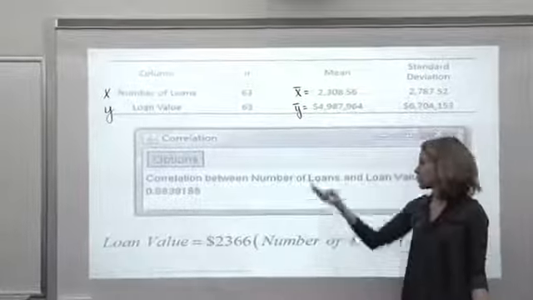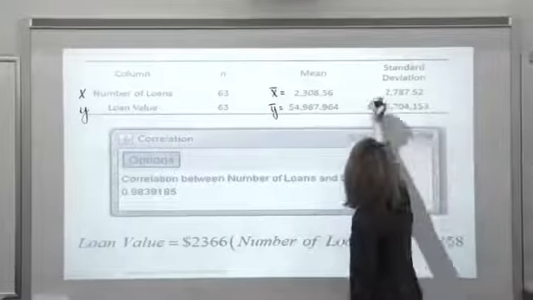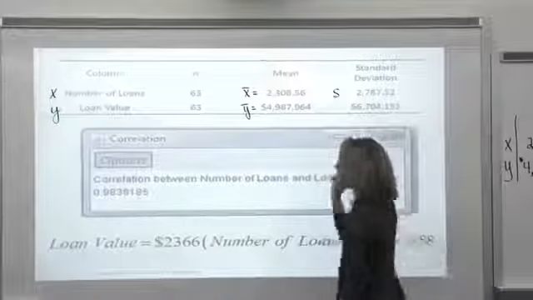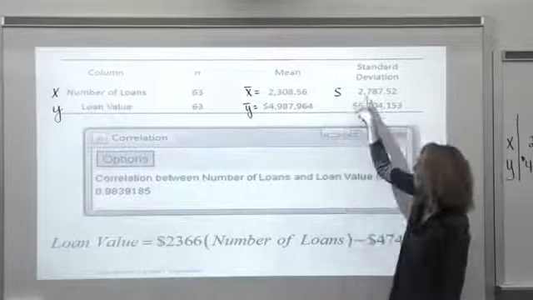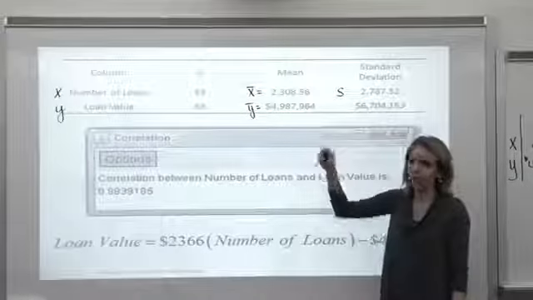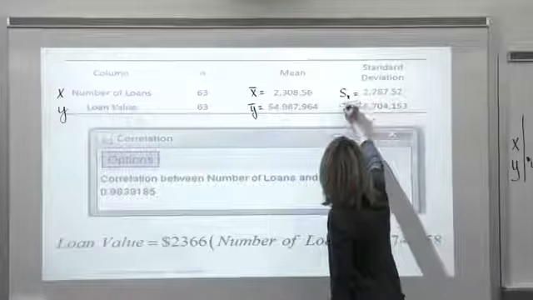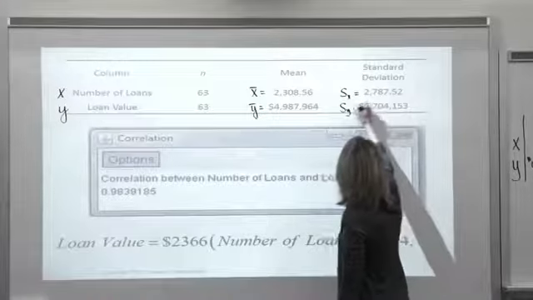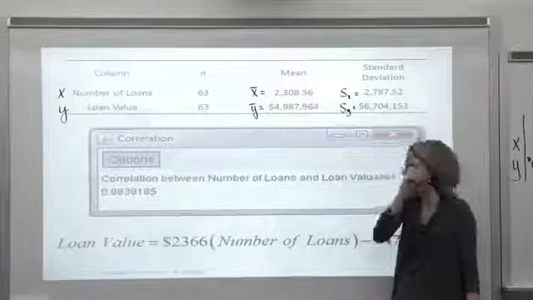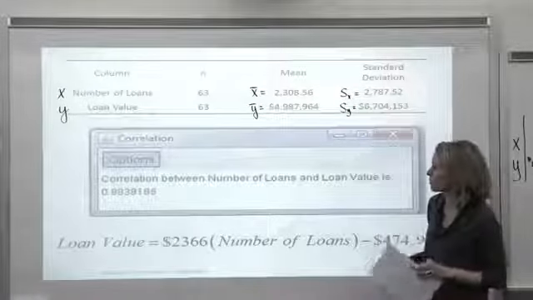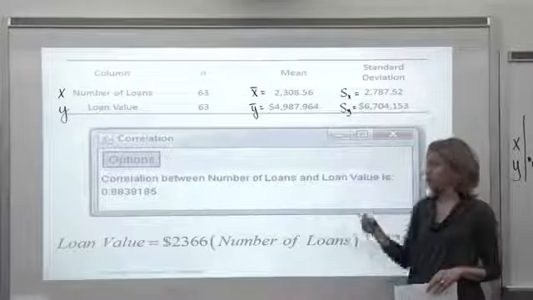The symbol for this was based on a sample. The symbol for sample standard deviation is S. And to denote that this one goes with the number of loans, goes with the X variable, I'm going to give it a little subscript of X. And to denote that this is the standard deviation for the Y variable, I'm going to tack on there a little subscript of Y. And then some other output from StatCrunch.